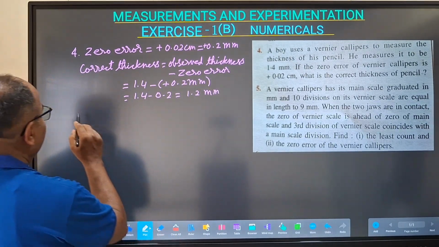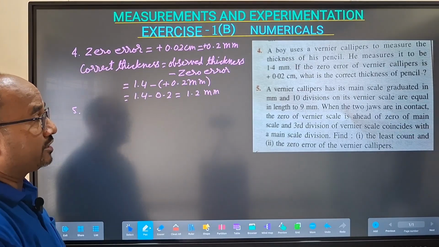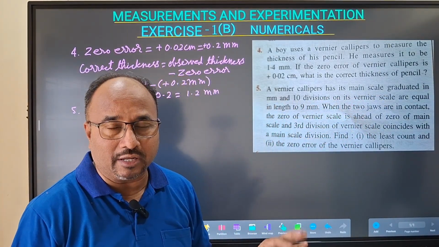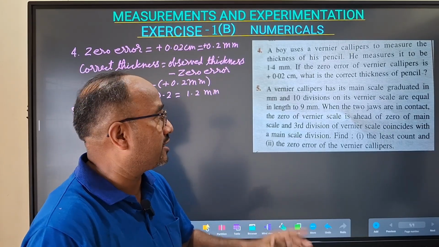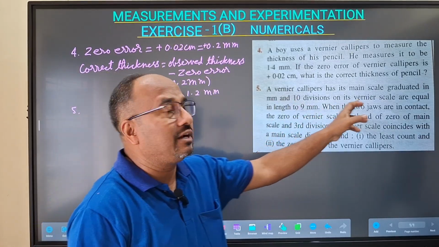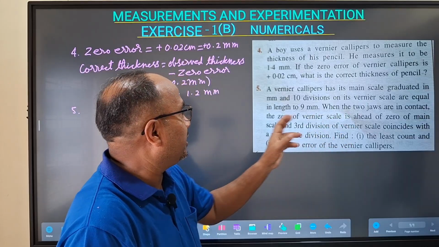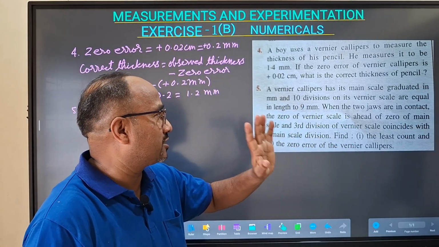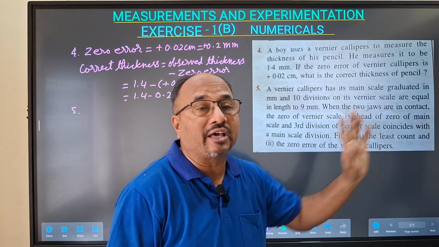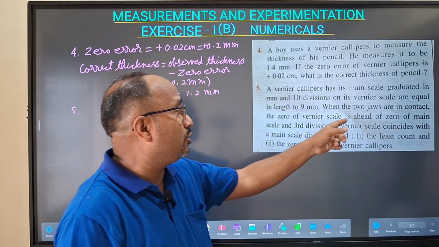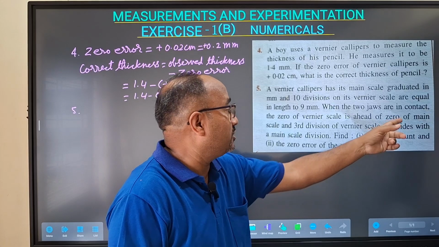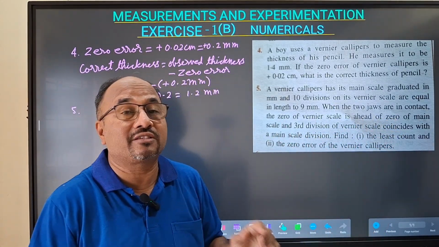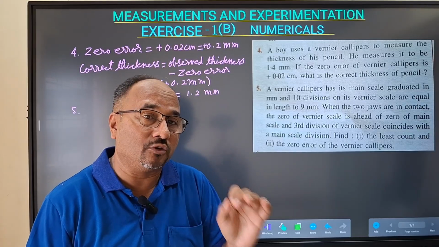Let us take a look at number 5, what the numerical says. A vernier caliper has its main scale graduated in millimeter, so it means the value of one main scale division is 1 millimeter, and 10 divisions on its vernier scale are equal in length with 9 mm. So what we require is the number of divisions of the vernier scale, which is 10. When the two jaws are in contact, the zero of the vernier is ahead of the zero of the main scale. So zero of the vernier ahead of the zero of the main scale means you should be clear it is a positive zero error.